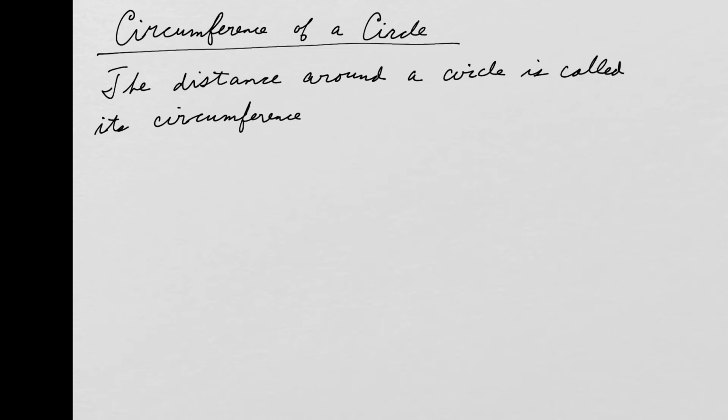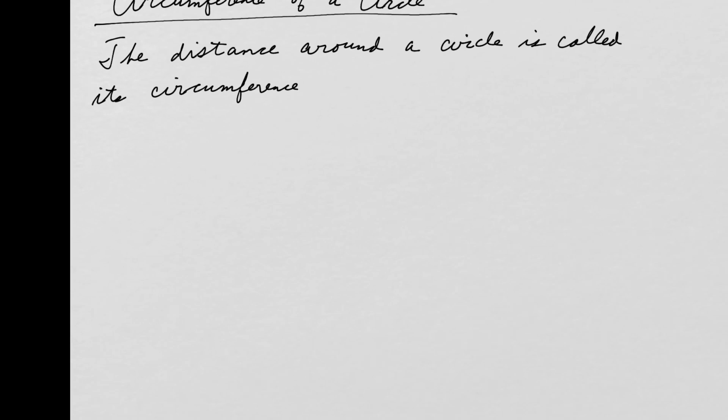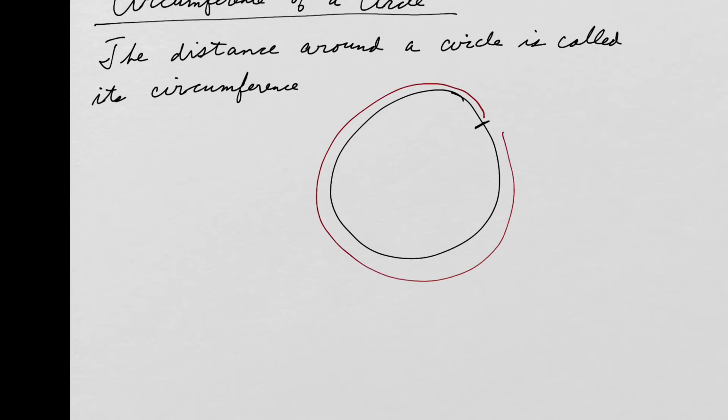So if I draw a circle, let me see if I can do this. Sometimes it's difficult to do this on an iPad. See, this is my circle. If I start at some point here and I measure all the way around, I'll do this in red. So if I measure this length all the way around like this, that's going to be the circumference.